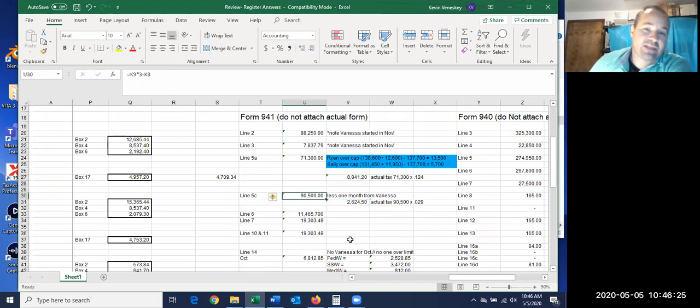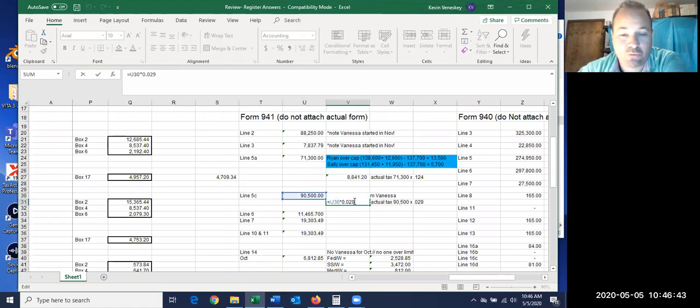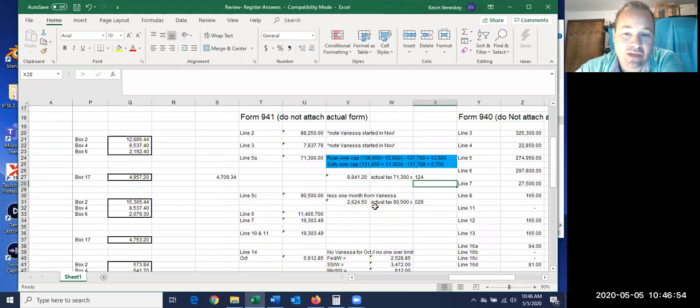Line 5C is always the easiest one. Just take your Medicare wages, multiply them by 3, and then I subtracted out my employee who didn't work in October. And then multiply that by 2.9%, which is what's on the form. And you should probably just have these two amounts memorized: 2 times the Social Security, 2 times the Medicare.